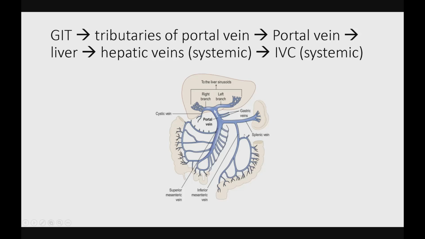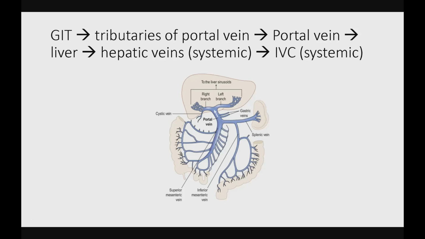You can see here we have three main big veins that will all converge to form the portal vein. So we have the splenic vein here, which drains the stomach mainly. We also have the inferior mesenteric vein here, which will drain the blood mainly from the descending colon. And we also have the superior mesenteric vein here, which essentially drains the rest of the GIT.